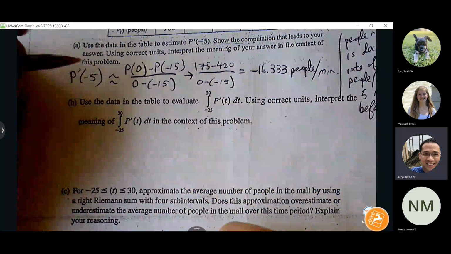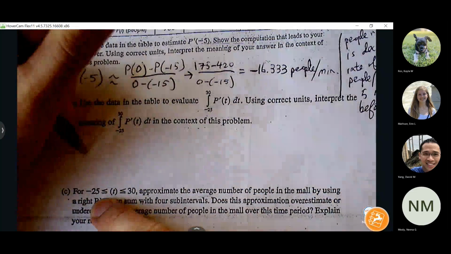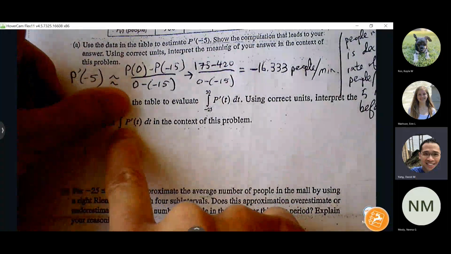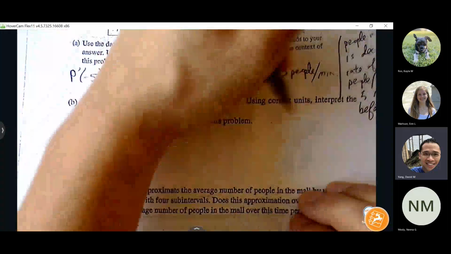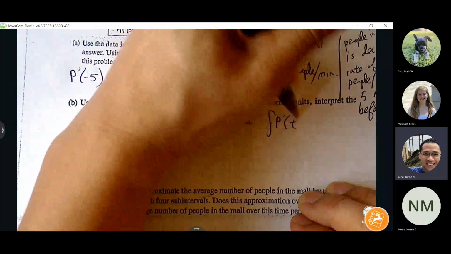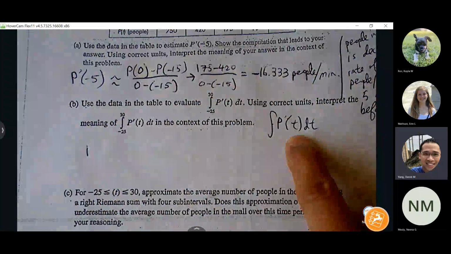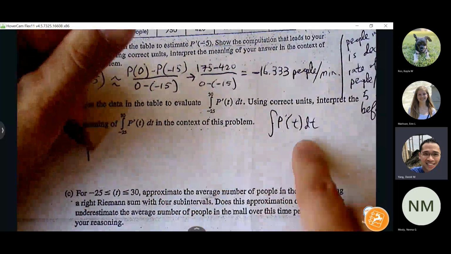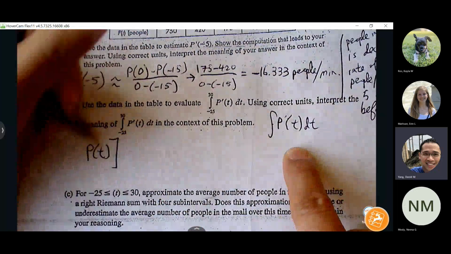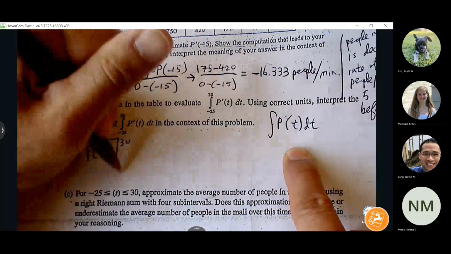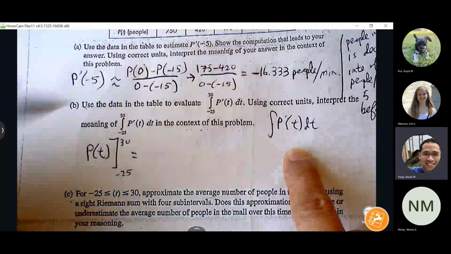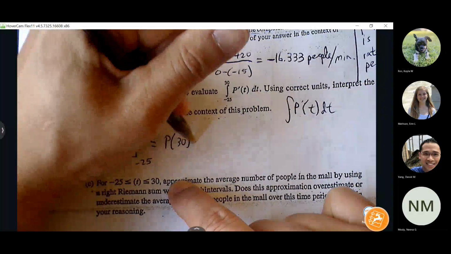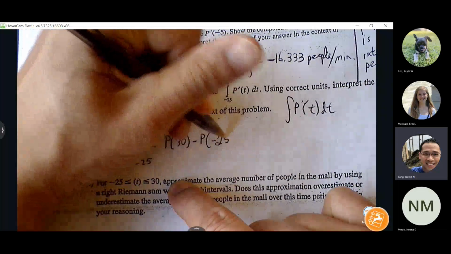What's the integral of P prime? Let's just not worry even about the balance here. If I just gave you the integral of P prime, what would you say that's going to turn into? Yeah, that's right. Just P of T. You take the antiderivative, and then once you're up at the P level, you can plug in your upper and lower bound. So I get P of 30 minus P of negative 25.